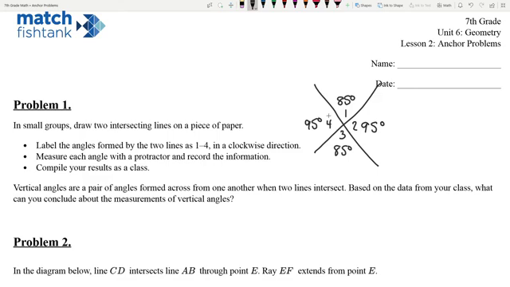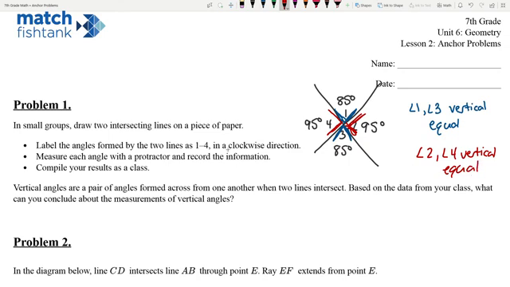Now, it says vertical angles are a pair of angles formed across from one another when two lines intersect. Based on the data from your class, what can you conclude about the measurements of vertical angles? Well, using the data in my mind, 1 and 3 here are across from each other when two lines intersect. So angle 1 and angle 3 are vertical, and the measures are equal. Well, then I also look at angle 4 and angle 2. Really, it's wonderful drawing there. Angle 2 and angle 4 are also vertical with each other, and those angles are also equal.